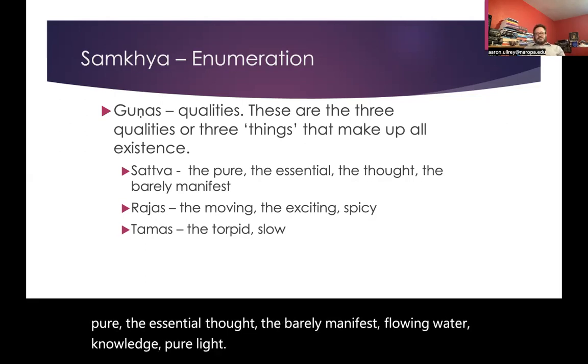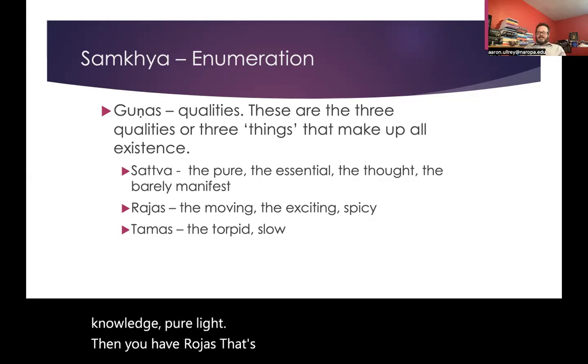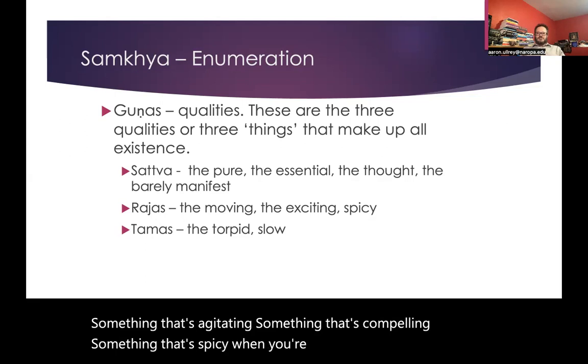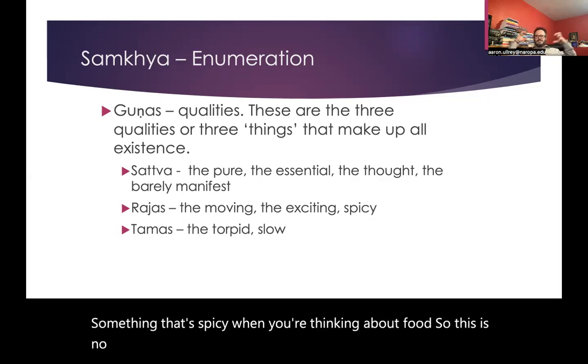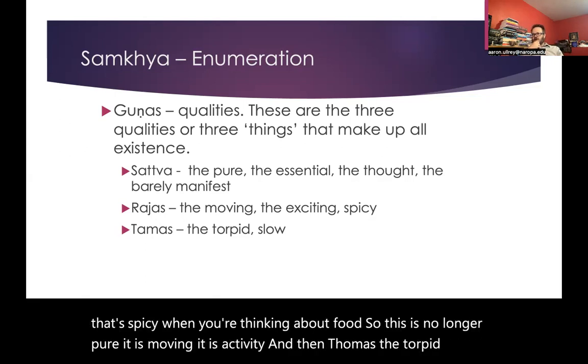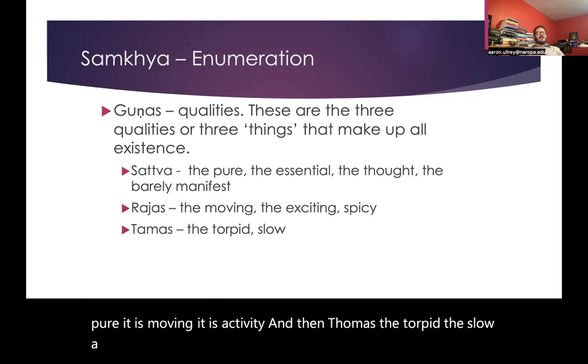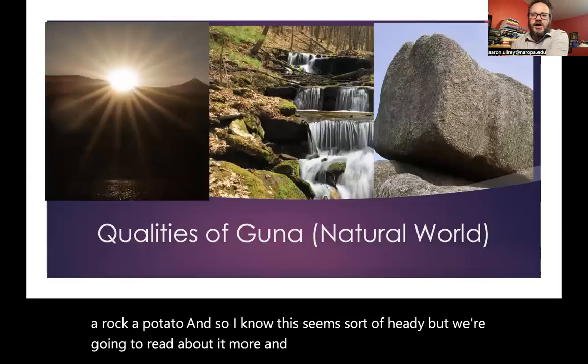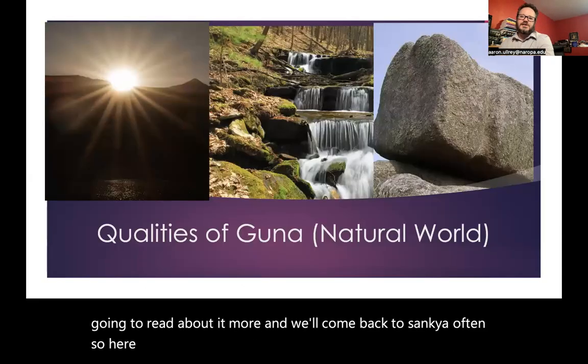Then you have rajas, that's movement, something that's exciting, something that's agitating, something that's compelling, something that's spicy when you're thinking about food. So this is no longer pure. It is moving. It is activity. And then tamas, the torpid, the slow, a rock, a potato. So I know this seems sort of heady, but we're going to read about it more, and we'll come back to Samkhya often. So here are my images for you to think about.